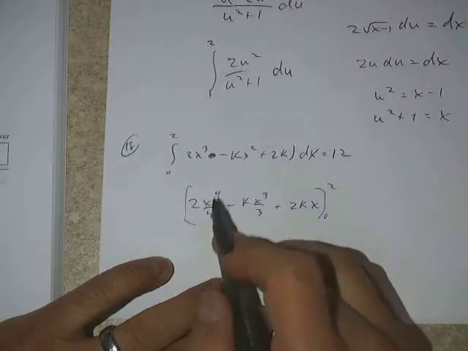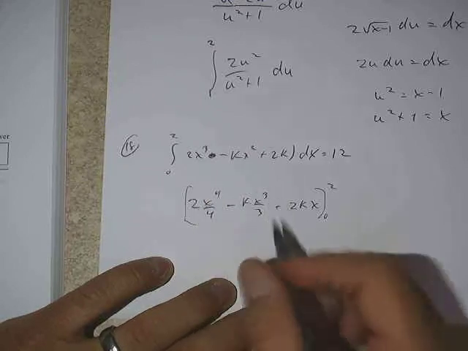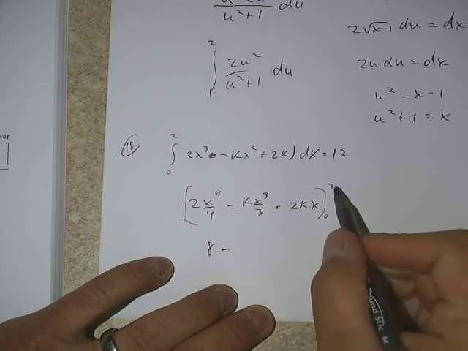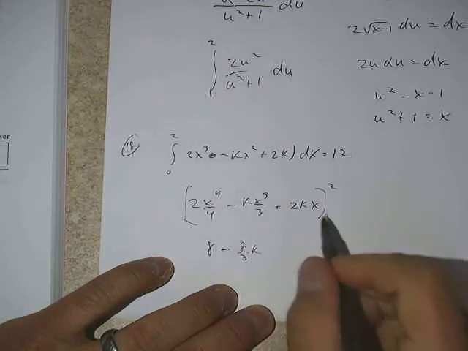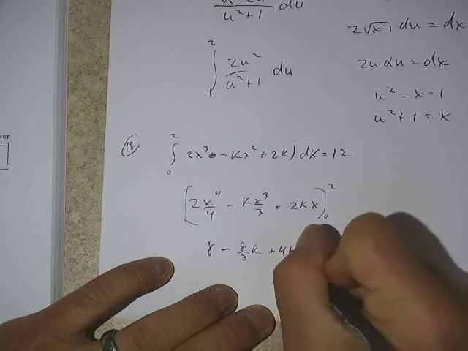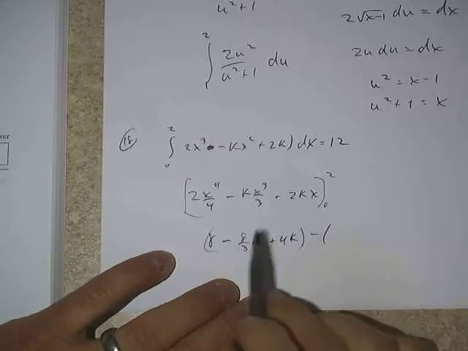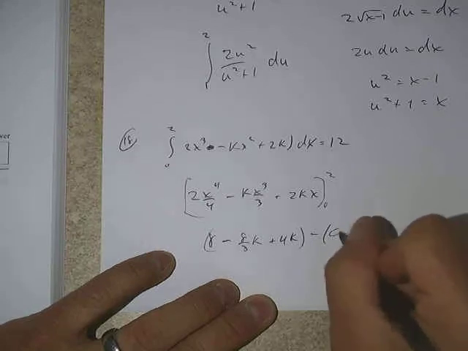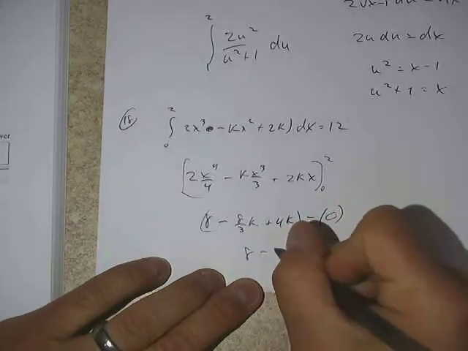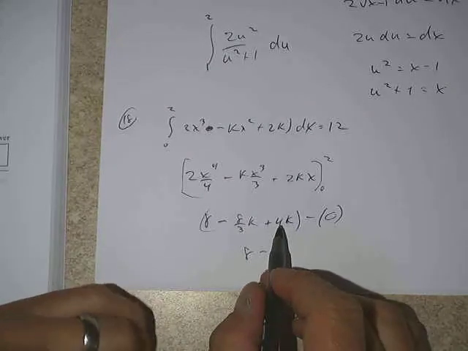Evaluate that on 0 and 2. And let's see what we get. If we put a 2 in here for x, on top we're going to get 16. 16 divided by 4 is 4. 4 times 2 is 8. If we put a 2 in here, we're going to get 8/3 k. And put a 2 in here, we're going to get plus 4k. And then we're going to subtract 0 in here, but notice that all these parts have x's, so 0 is just going to give me 0.